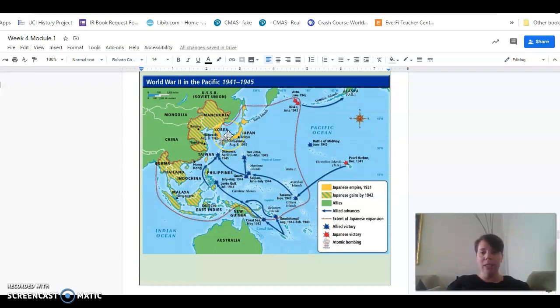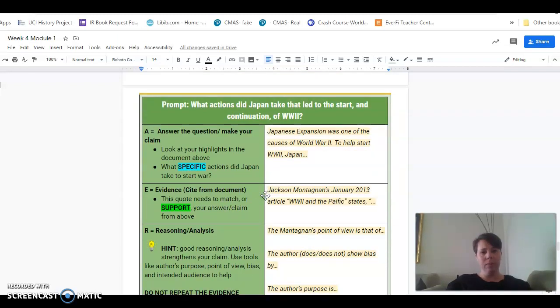mushroom cloud bombs. These are the cities that the United States dropped atomic bombs on in 1945, ultimately ending World War II for Japan and the world. And those cities were Hiroshima and Nagasaki. Your job now is to answer this prompt.